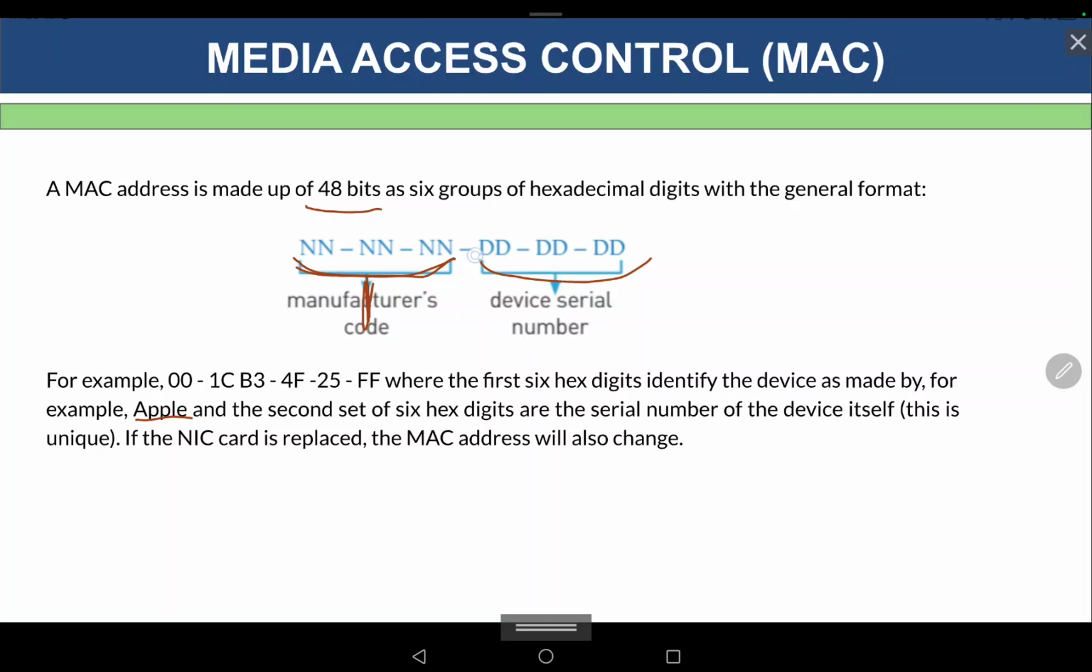And the second 6 hexadecimal digits is unique to your device. Okay, it is the device serial number. So here is something very important to note. If you replace your network interface card, the MAC address of your device will change too because it is tied directly to the hardware. So that is MAC address.